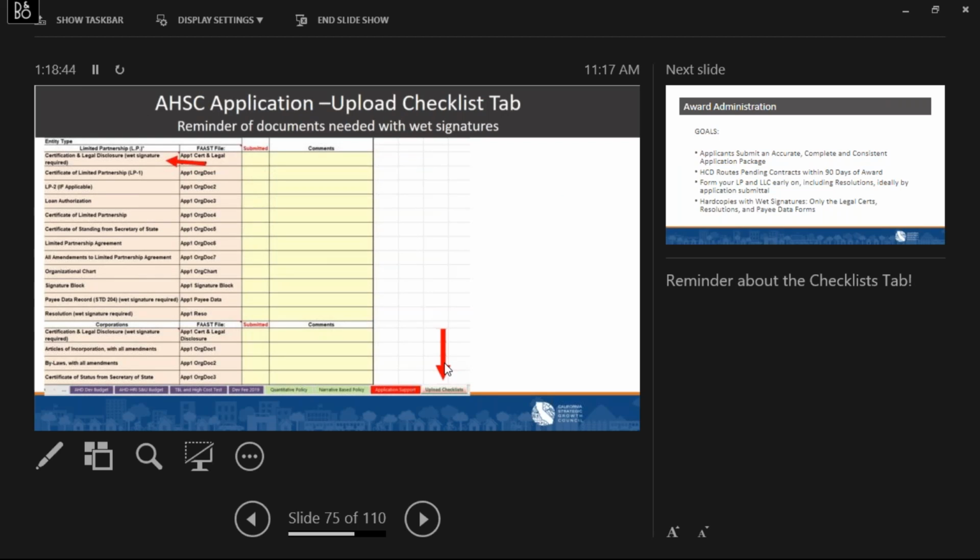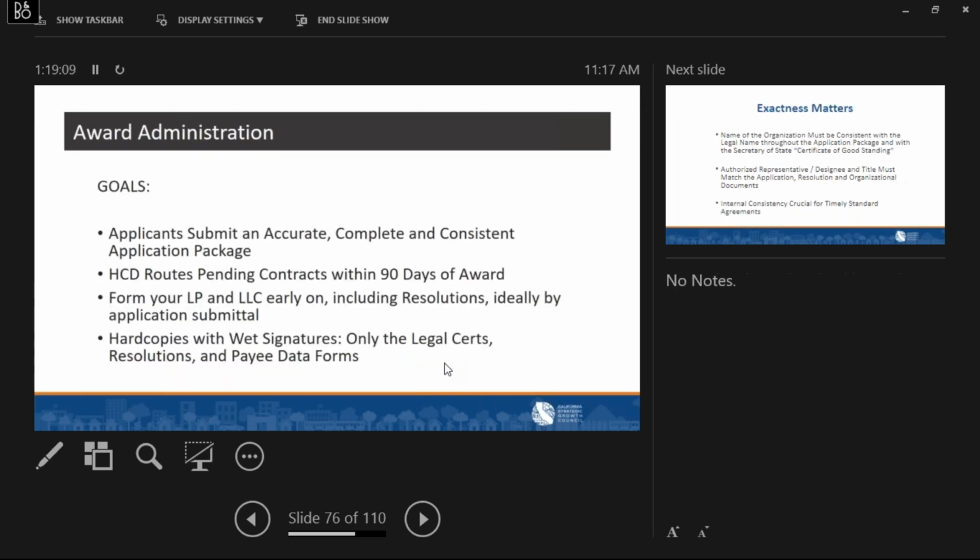Here's a look at the upload checklist. So you'll notice here that this top cell says a wet signature is required. AHSC projects no longer have to submit their application workbooks in paper, though what we are still asking is that anything that requires a wet signature, we need a hard copy of. Everything else can be submitted through the FAST online portal.